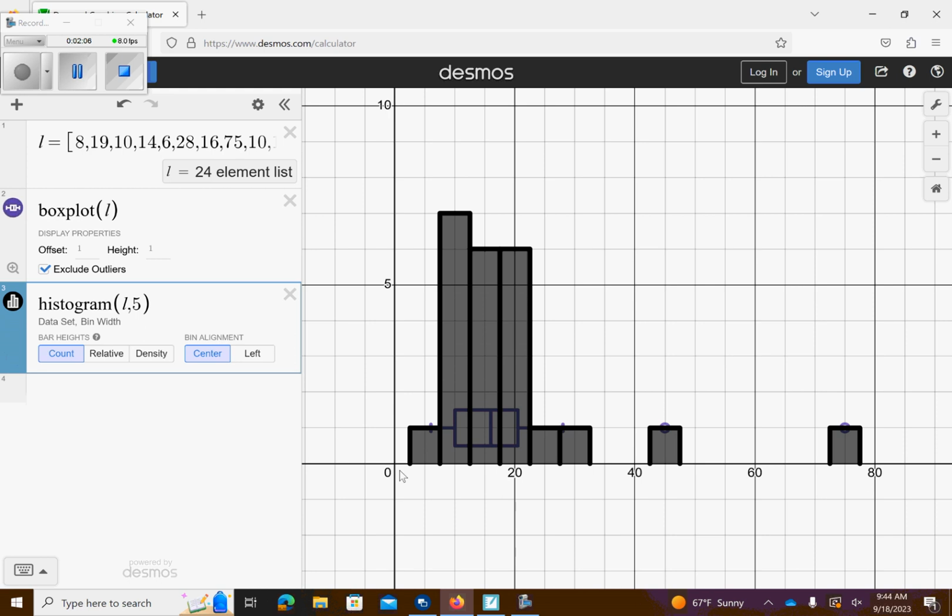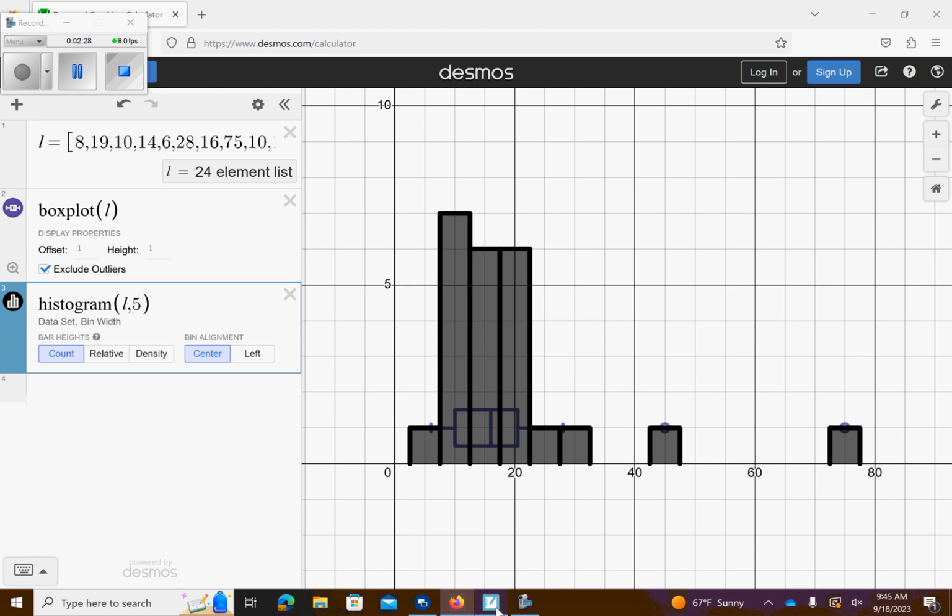If you notice, my box plot is below as well, but notice where the outliers are. There was a circle here and a circle here, but that's a nice histogram. Brief description of this data set: we have 2 outliers. It's skewed to the right because of those outliers. That would mean the mean has to be a larger number than the median.